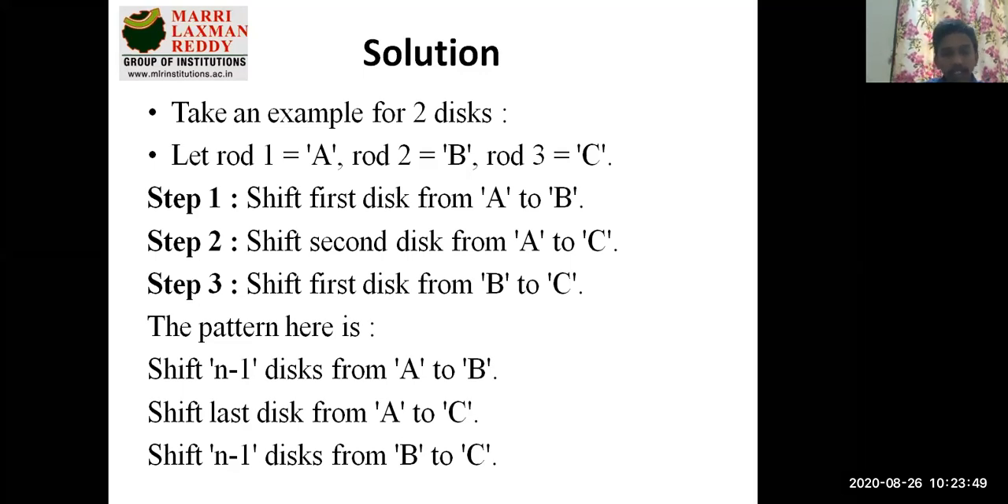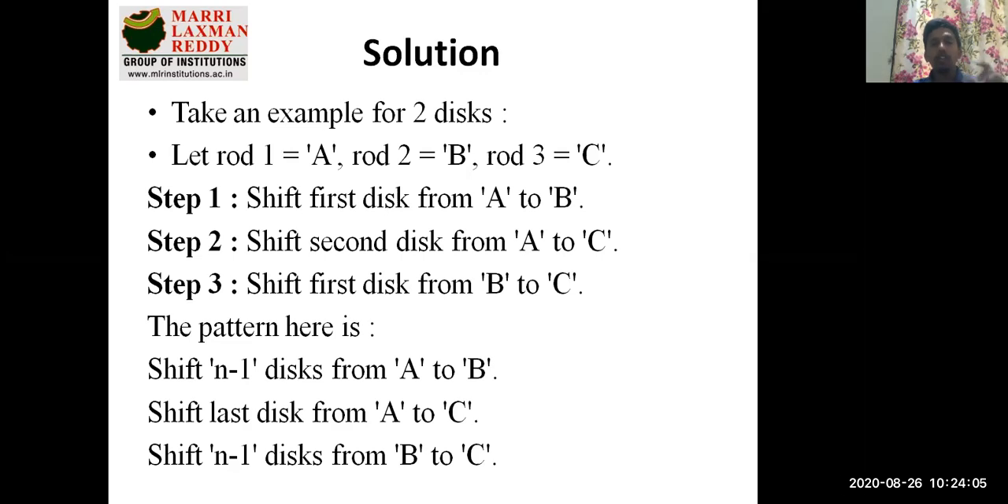The pattern here is, for any number of disks, it can be 2 disks or 3 disks or 4 disks, initially we will shift n minus 1 disks from A to B. Suppose you have all of them as a stack on A. If you have n disks, you take n minus 1 disks from A to B. Next, shift the last disk from A to C. That is the condition, because that is the largest one, and it should be moved from A to C. That is the primary goal, because the largest one should be at the bottom. Again, shift n minus 1 disks from B to C.